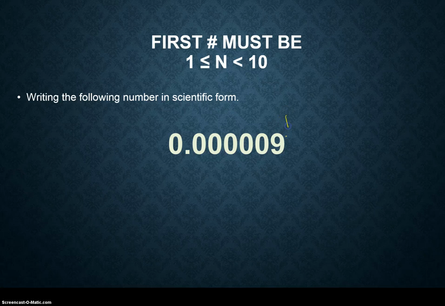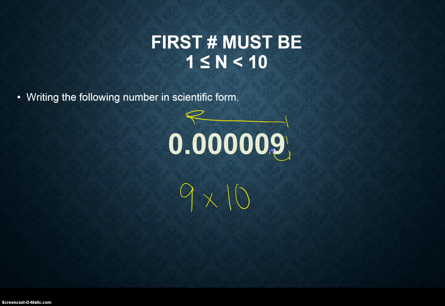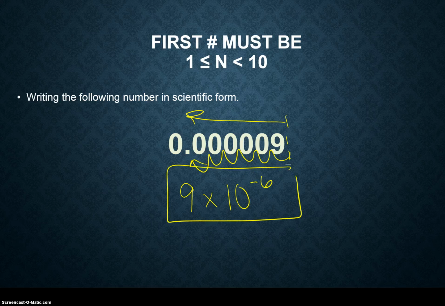Did you write your dashed line after the 9? So this number is 9. It is between 1 and 10, so so far so good. Times 10 to that, then you count how many place values to get to your original decimal. 1, 2, 3, 4, 5, 6. So this is your equivalent number in scientific notation.